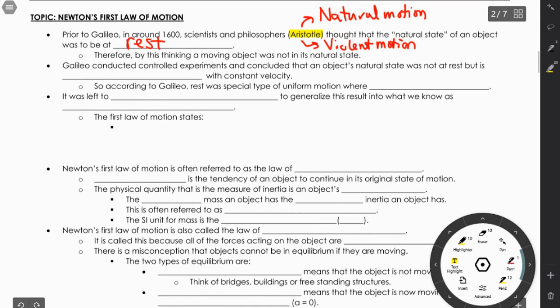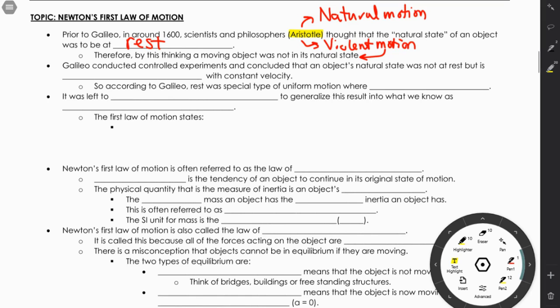What Aristotle was proposing was that it was natural for objects to remain at rest. His violent motion concept was the idea that you had to impart a violent motion to get an object to move and continue to move. So he thought that a moving object was not in its natural state. Now, you have to think, Aristotle was not doing experiments, but thinking about this stuff in academies. Then Galileo conducted controlled experiments.